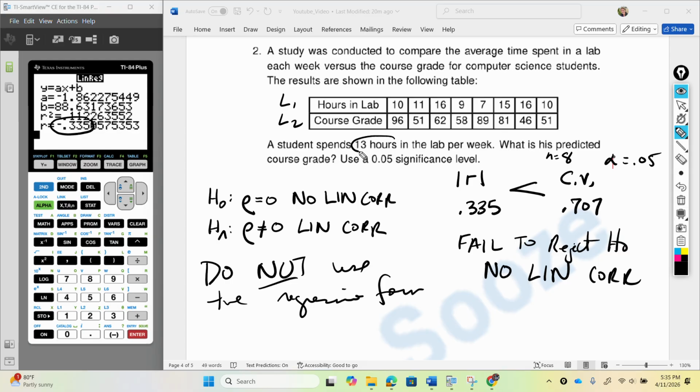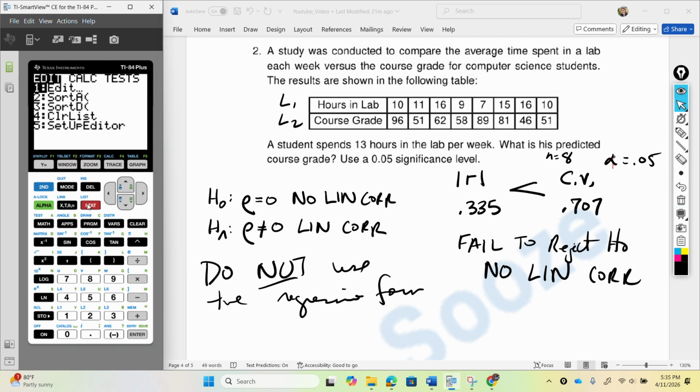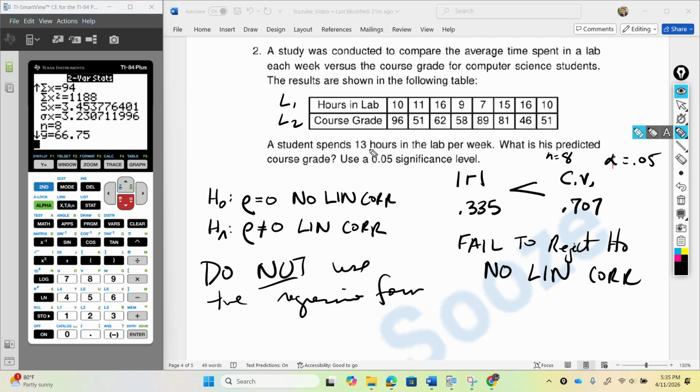So a student spends 13 hours in the lab per week. What is his predicted course grade? His predicted course grade is the average of those grades. Now I can get the calculator to do that for me. So I'm going to go to stat, come here to calc, and then do 2 var stats with list 1 and list 2. And then I want the average Y value, so 66.75, but it really doesn't mean anything.